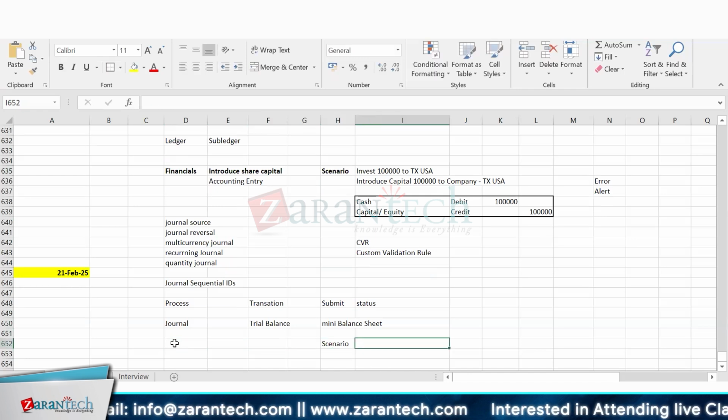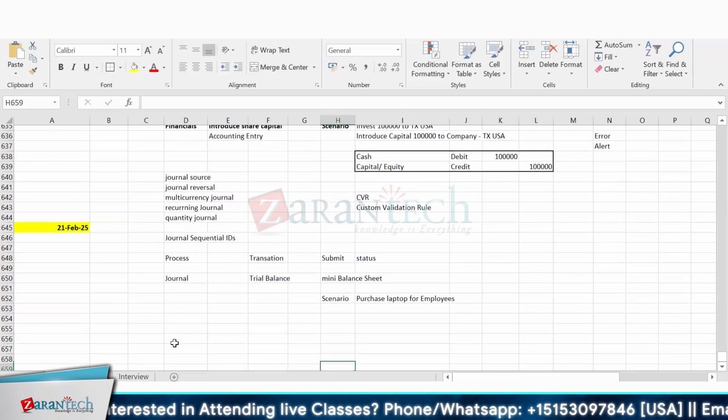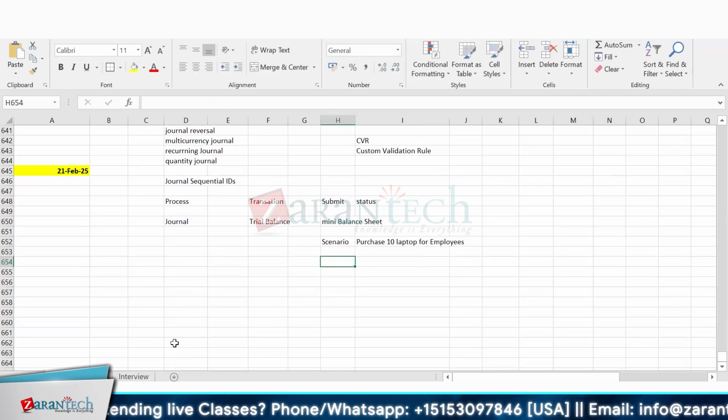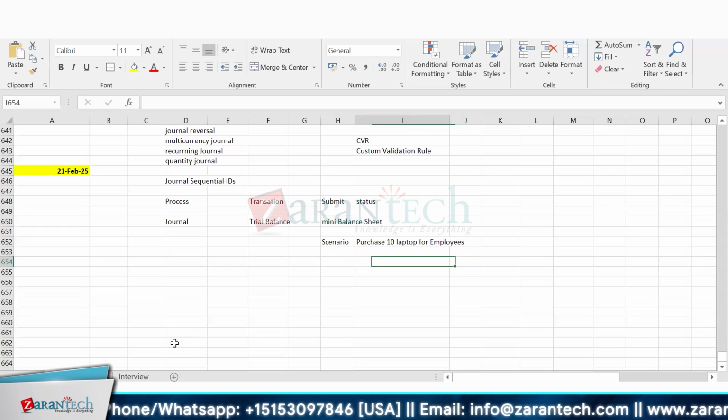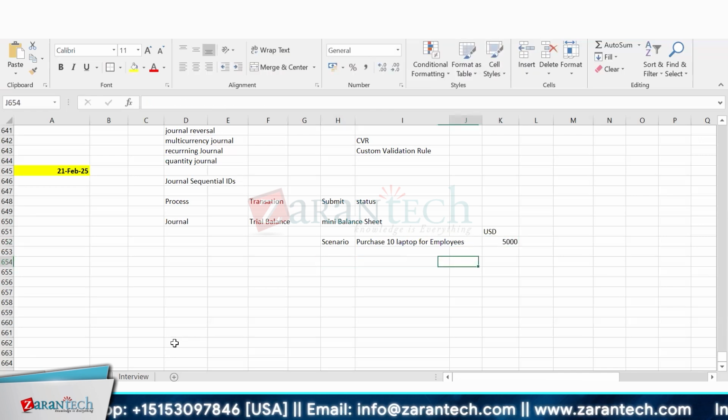Okay, so my business has started. For example, now my company is established and my journal ledger is established. I want to record all the transactions. The next transaction is to purchase laptops for employees. I'm going to purchase 10 laptops. What would be the accounting entry? How can we know what the debit and credit would be? The amount is $5,000, for example. So what would be the debit and credit?